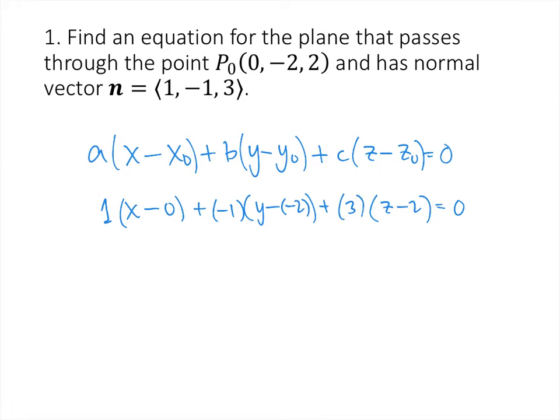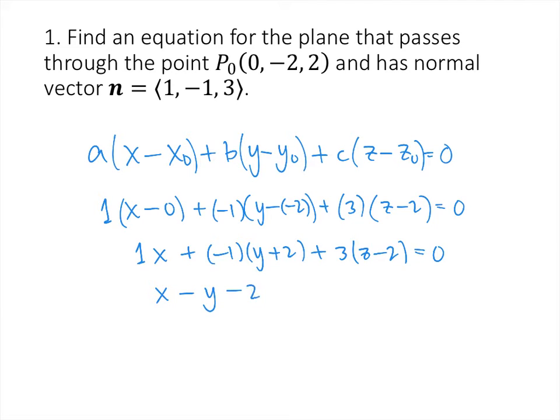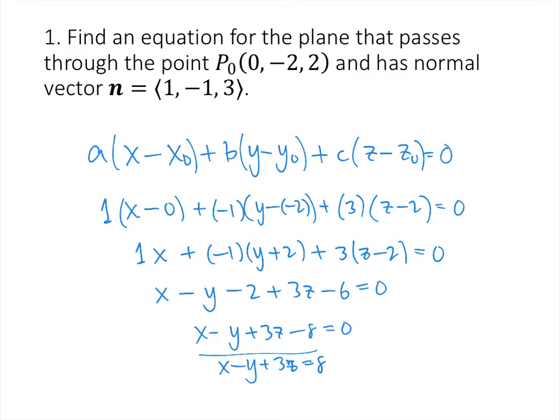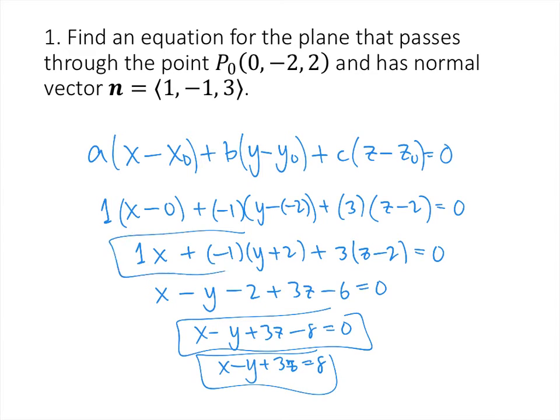Now we should simplify this at least a little bit, where we should write this as 1 times x plus negative 1 times y plus 2, and then plus 3 times z minus 2. Just so that we can still read off easily the normal vector and the point, but you might see this simplified even further, where we'd actually multiply this out and collect like terms. So we get x minus y minus 2 plus 3z minus 6 equals 0, and then we get x minus y plus 3z minus 8 equals 0, or even x minus y plus 3z equals 8. So any of these are valid answers that you will see. It just really depends on how much we want to simplify.